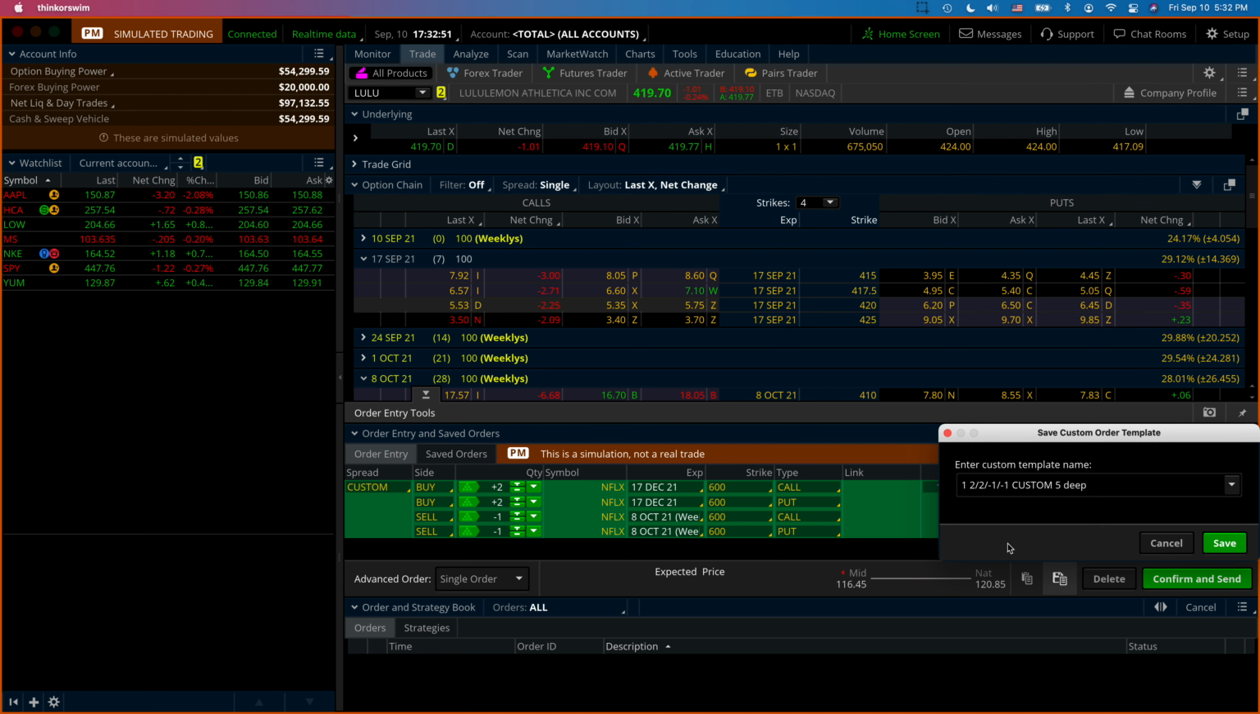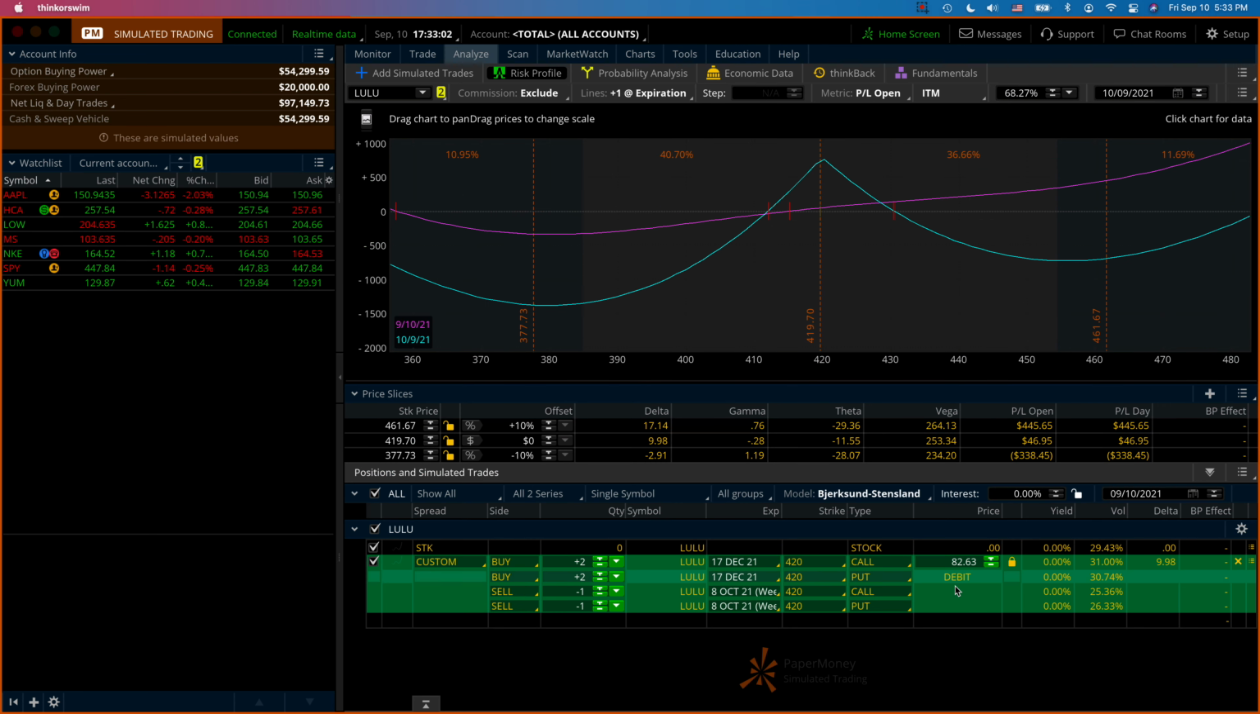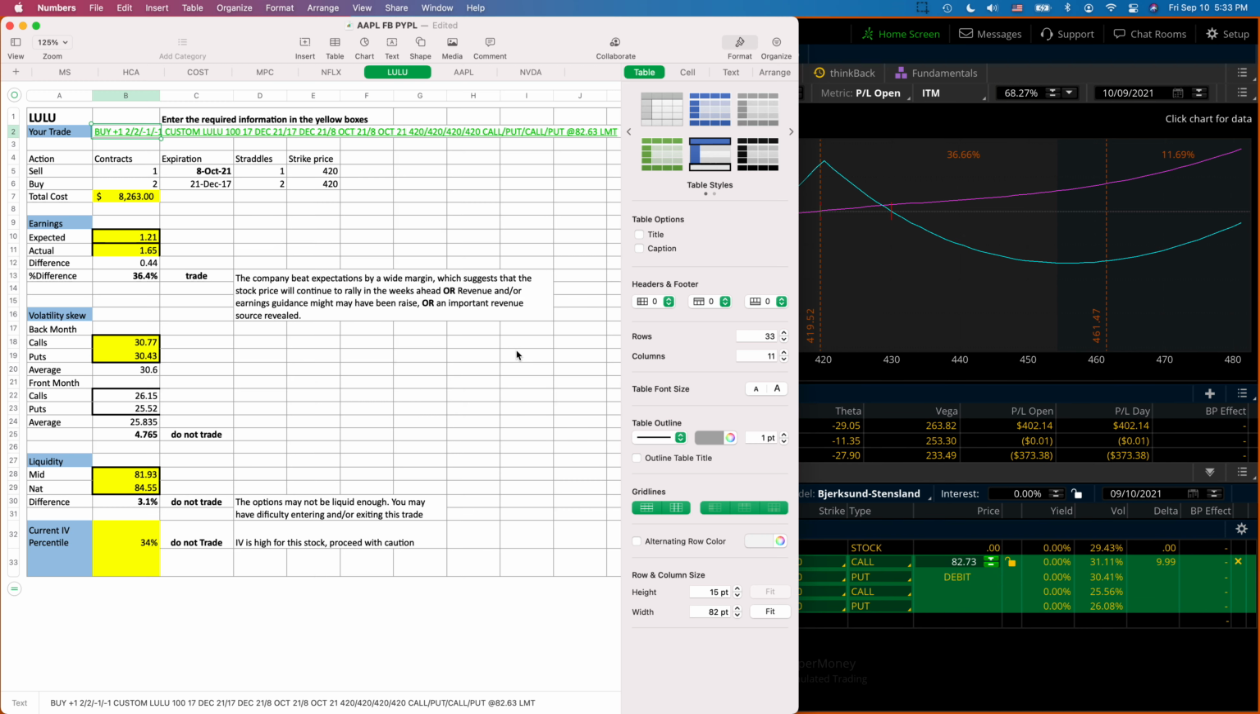icon here. Oops, that's not what I meant. This one here. There it is. So I copied it, and let's analyze that trade. Okay, and here we have, looks like the volatility skew is too bad as well. Okay, I have done this, so let's go to the spreadsheet.